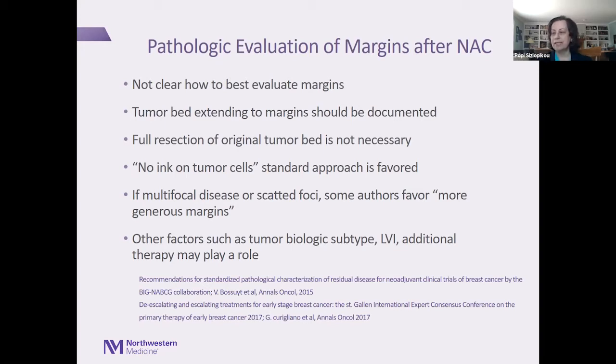Some authors suggest that if there is multifocal involvement with multiple scattered foci, we should say that we need more generous margins. However, there is no clear definition of how much more that generous margin should be. Other factors, such as the tumor biologic subtype, LVI, and additional therapy may also play a role.